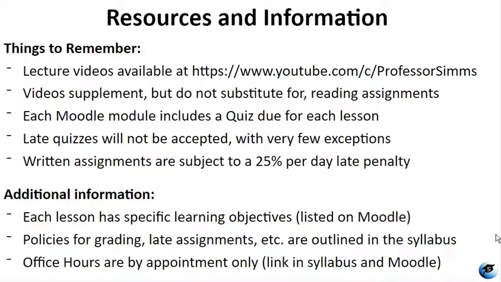I do want to make sure that I remind you guys that videos are designed to supplement the reading assignments, not to substitute for them. Every module, every lesson is going to include a quiz. The quizzes are going to be due at the same time every week before 5 p.m. on Friday. For late quizzes and assignments and bonuses and things in general, it's going to be very few exceptions.